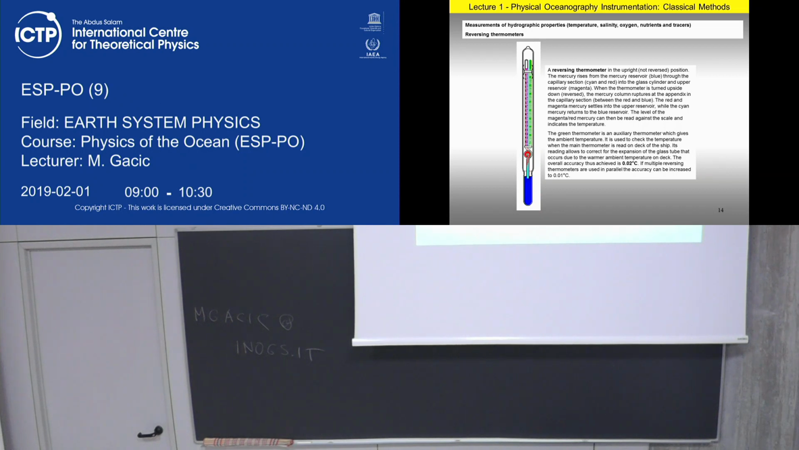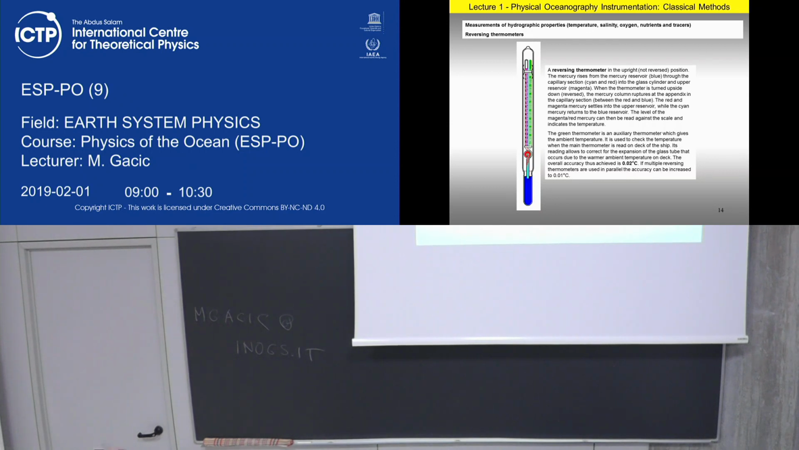When you come back to the surface, you have to read it as soon as possible. But obviously, you cannot read it immediately. Therefore, there are some influences of ambient temperature at the surface, and you have to correct it also for that. So on one hand you correct it for the pressure, and on the other hand you correct for the ambient temperature at the place where you read it.